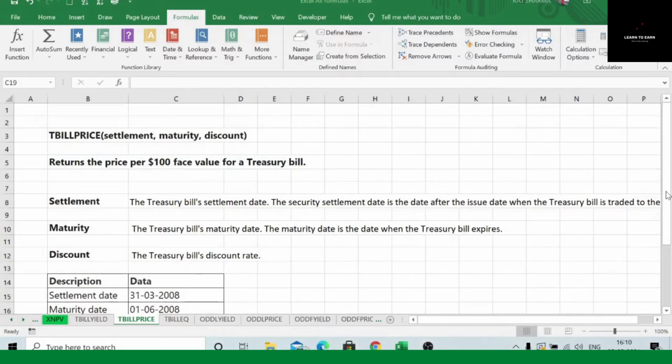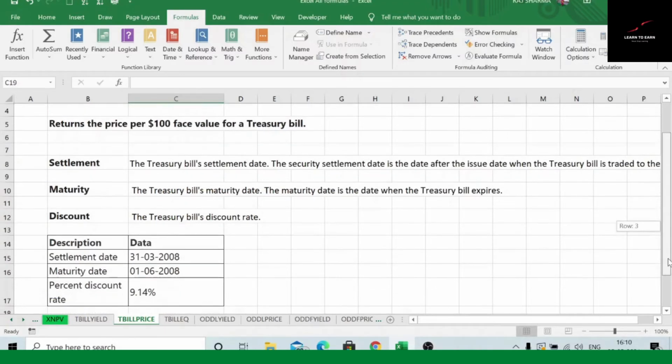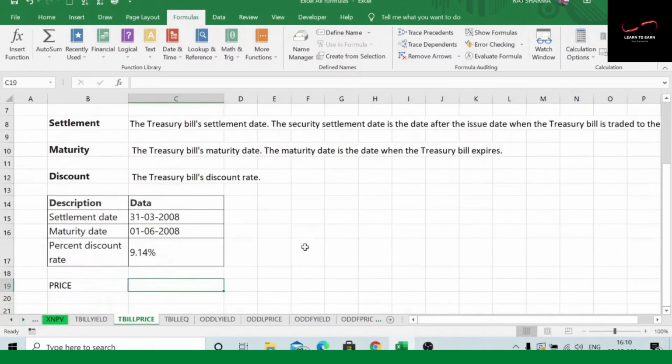So let us try to arrive at the price of this particular treasury bill. As we have discussed, these are issued at discount. So maturity price will be in 100 and multiples. And when you are going to subscribe to this instrument, you will be getting it at a discounted rate.